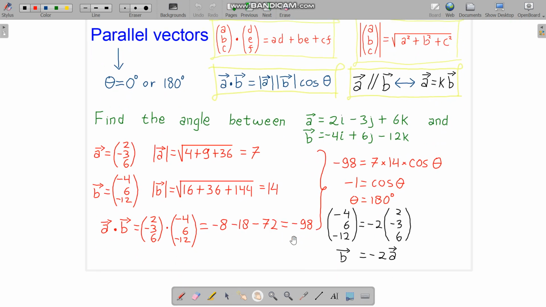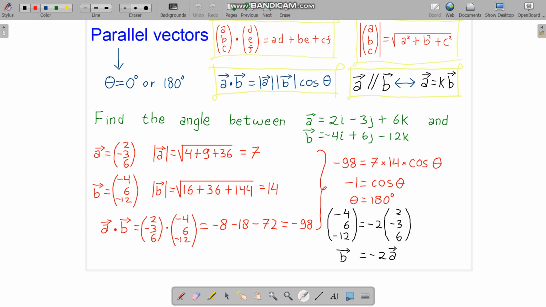And here, as you can see, the angle is 180 degrees. 180 degrees or 0 degrees means parallel. So when it's parallel, the vector a must be some multiple of the vector b. In this example, the vector a is (minus 4, 6, minus 12), and b is (2, minus 3, 6).